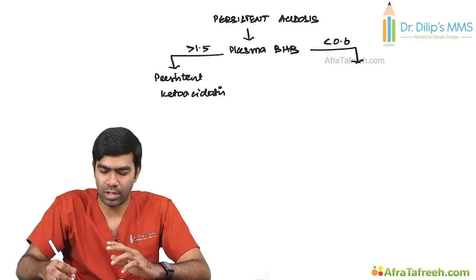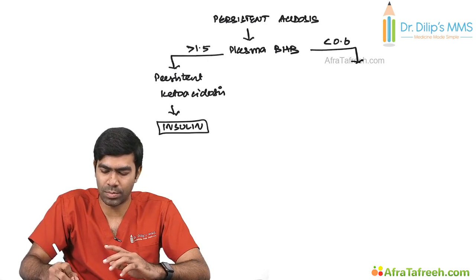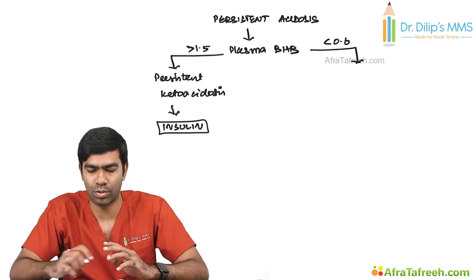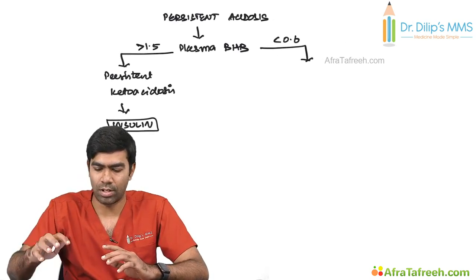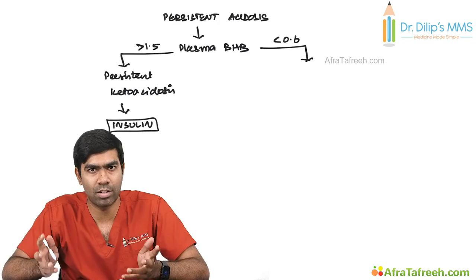therapy is inadequate and you have to add more insulin and give a proper insulin regimen. Which means you're doing something wrong, like a sliding scale or not giving an adequate insulin dose. So that is the reason. If the plasma beta-hydroxybutyrate is less than 0.6, which means the DKA has resolved in that setting.